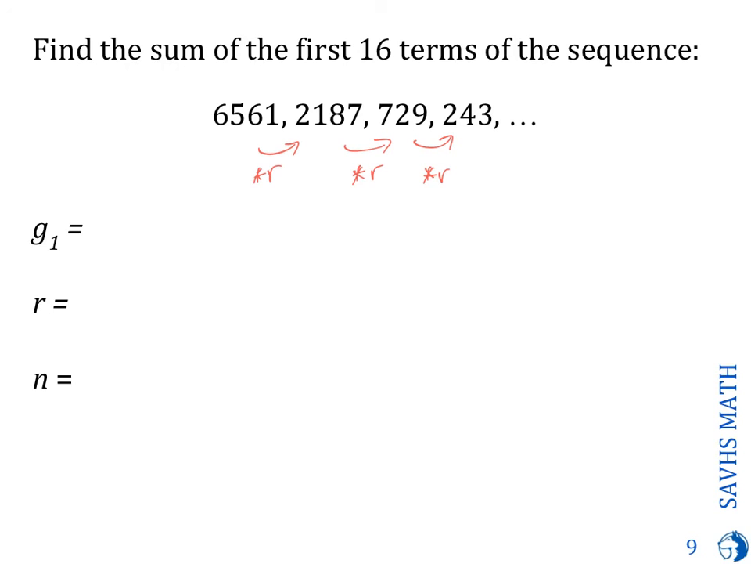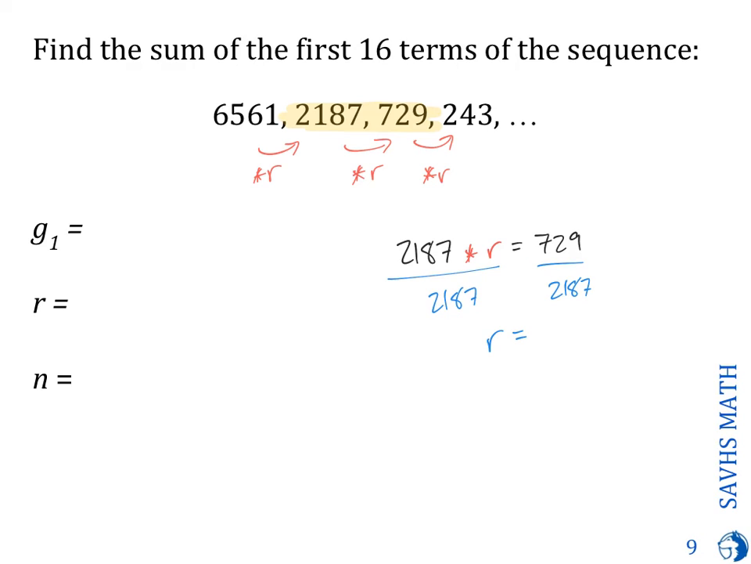It doesn't matter which pair you take, so you can take this pair right here, right in the middle, and you can say, hey, you know what I know? I know that 2,187 times your common ratio, R, has to give you 729. Now you can solve for R by dividing by 2,187, and I get R is whatever this fraction is that reduces.